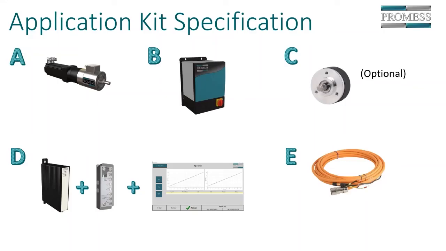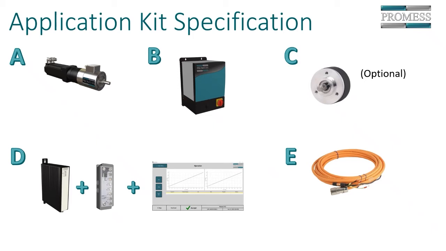Okay, John, do you want to talk about how a customer would specify an application kit? Sure, no problem. So here in this slide, you can see that we have A, B, C, D, and E. Basically, the first thing Promess would need to know is some requirements on your application, and that's going to dictate what torque unit we're going to use, or what size, or what capacity and RPM that it needs. So that'd be the first thing.